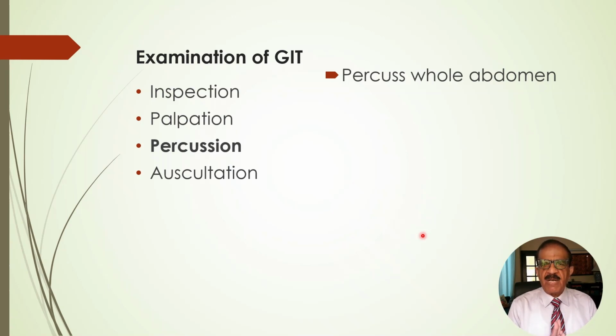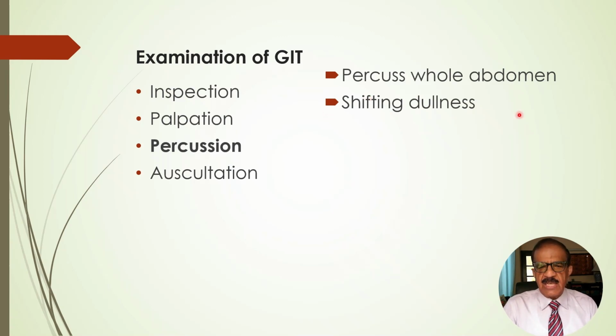So first percuss the whole abdomen and then you go to different areas. If there is ascites, you may have what is called shifting dullness. Now this is the technique. I'll just explain to you the principle now, but we'll give you the actual demonstration.